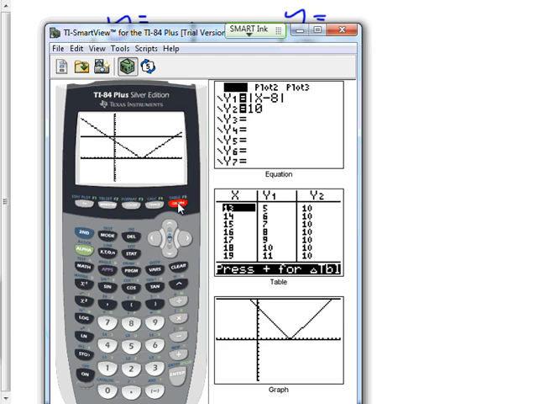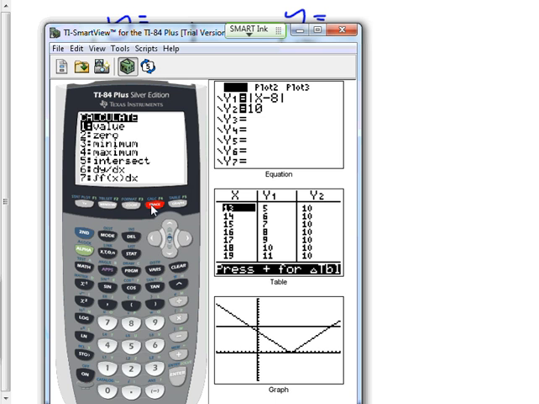Okay, so now I do second, calculate, intersections, which is the 5. And then first curve, yes, I'm on it. Second curve, yes, you're on it. And then the last one is guess. I'm going to arrow over. As long as I'm closer to this one than that one, I'm good. There, it jumps there, -2. You've got to do that. Raise your hand if you're comfy with that. Okay, good. Now I'm about to change your world.